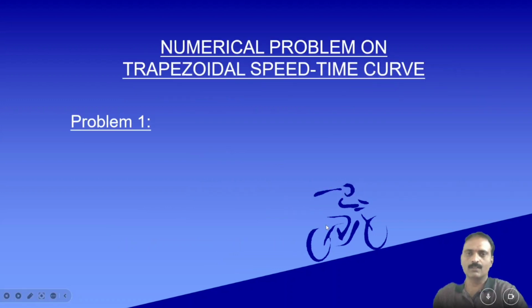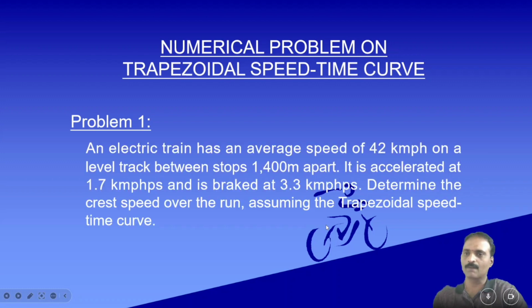So here let us consider problem number 1 based on the simplified speed time curve, that is trapezoidal speed time curve. Here we are given a train has an average speed of 42 kmph, on a level track, between two stops 1400 meters apart. Level track means the track is not making any angle with respect to the ground. We need to convert this distance into kilometers, so this becomes 1.4 kilometers now.